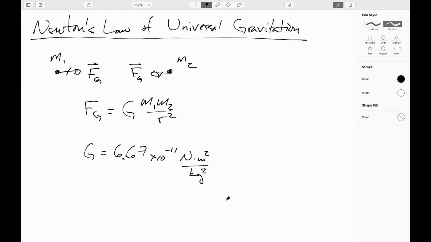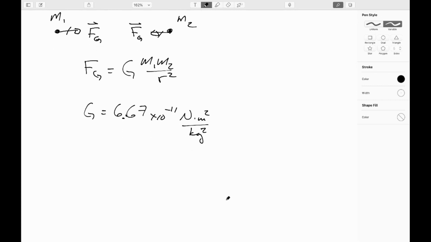So how does this tie into the mg that we saw before? Well, okay, let's just say you're standing on the surface of the Earth here, like so. So here's the radius of the Earth. We can say that the force of gravity on you would be equal to big G times the mass of the Earth times your mass over r squared, where r is the distance from your center to the center of the Earth. But your center is roughly a meter above the surface of the Earth.